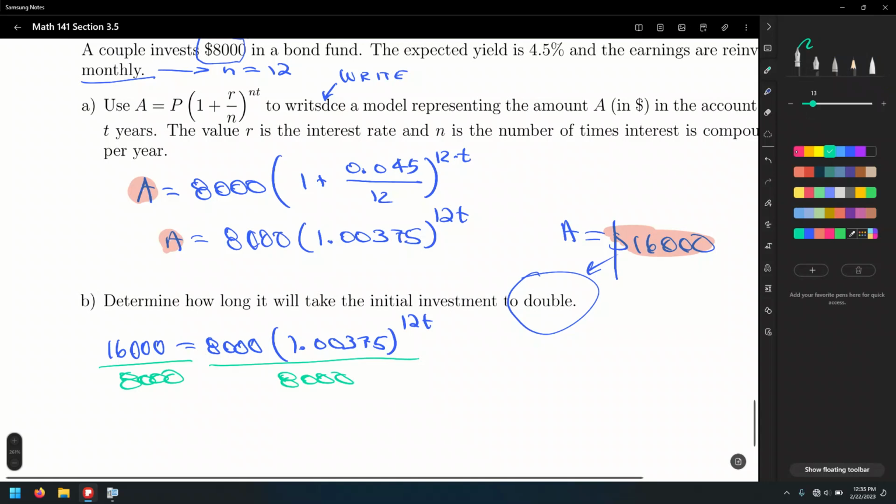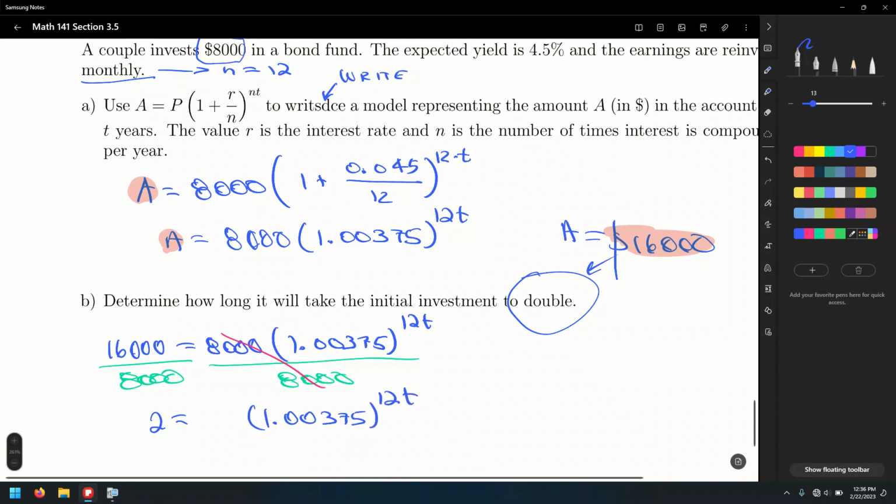to cancel this. That's going to give us 2. No wonder, because that's to double, right? That's 2, and that's a 1. I'm going to leave some space. 1.00375 raised to the 12t.